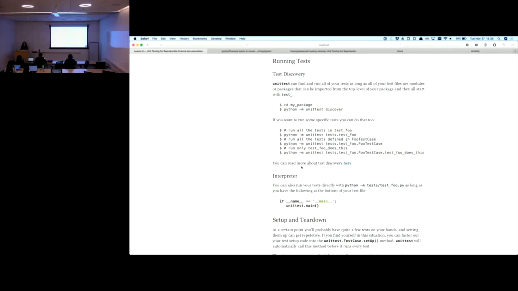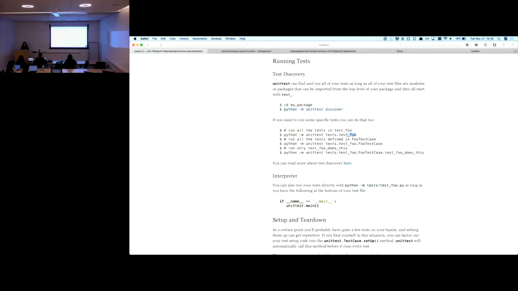So assuming that you've named everything with test_ and that it's all importable, you can run all of your tests with this command. The unittest discover command is going to search for anything named like a test. It's going to collect it all, run every single one of them, and then show you all of the results.